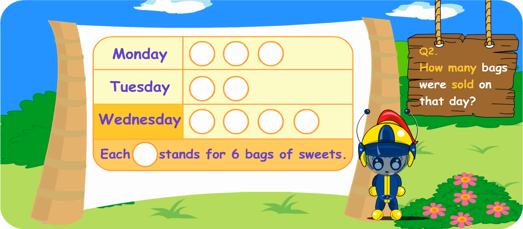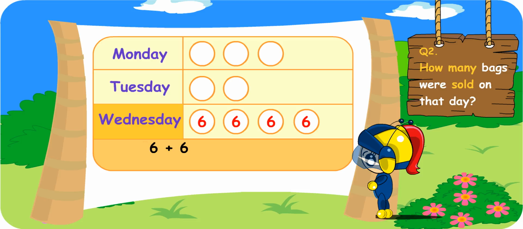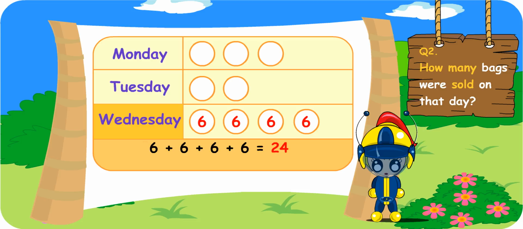How many bags were sold on that day? There are 4 circles in Wednesday's row. Each circle stands for 6 bags of sweets. 6 plus 6 plus 6 plus 6 equals 24. Thus, 24 bags of sweets were sold on Wednesday.